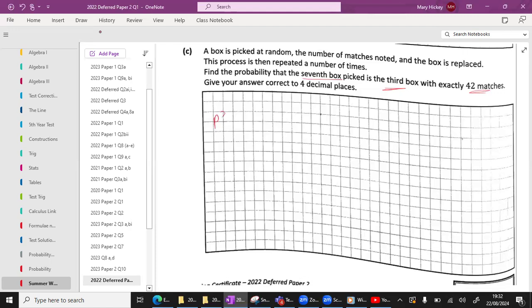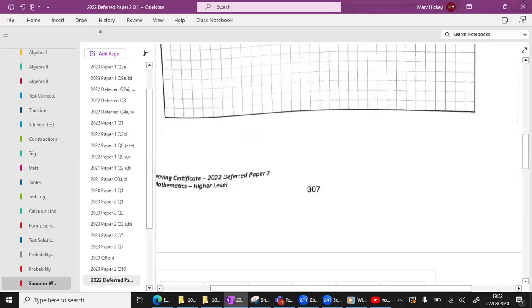So on page 33 of your log tables, you may remember we would have written it down in class. n choose r, p to the power of r, and q to the power of n minus r. Now, what does this really mean? Well, again, what I said is, out of the first 6 picks, 2 of them involved us picking the 42 matches. So what is the chance of picking the 42 matches?